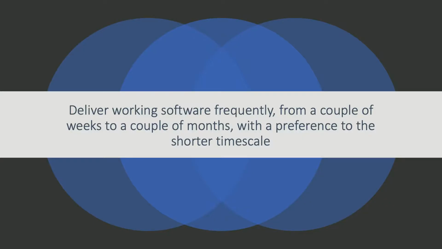All right, so deliver working software frequently from a couple of weeks to a couple of months with preference over a shorter time scale. Right, so some of the principles that I just mentioned have some overlap. Specifically here, what I want to focus on is time and the frequency of deployments.